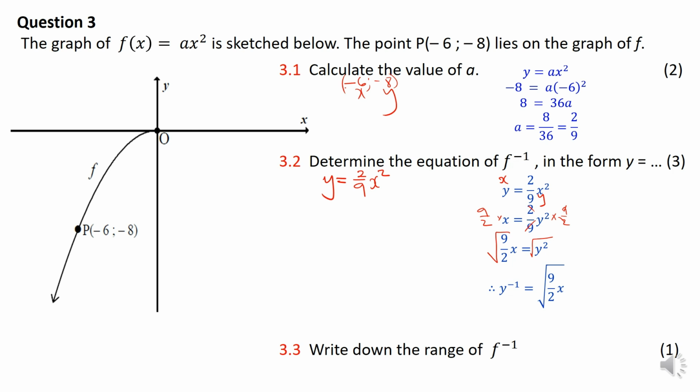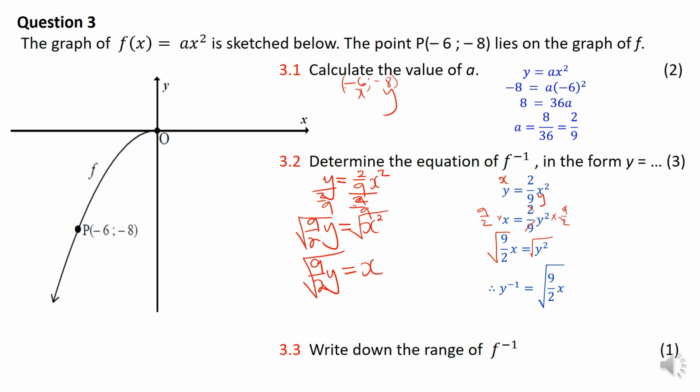You can also make x the subject. So if I divide here by 2 over 9, and I also divide here by 2 over 9, this will give me 9 over 2y is equal to x squared. Then I square root both sides. Now I have the square root of 9 over 2y is equal to x.